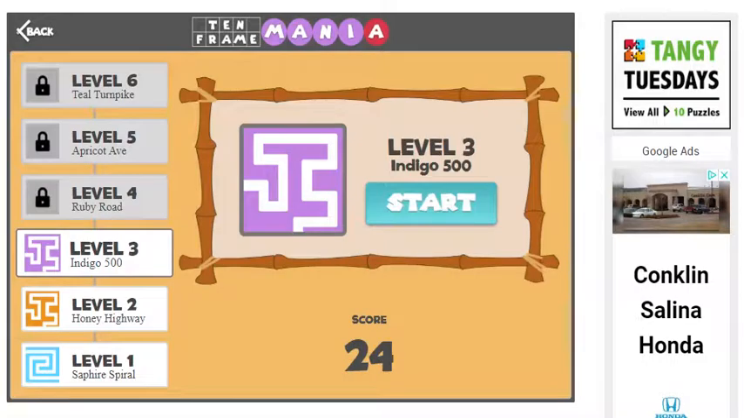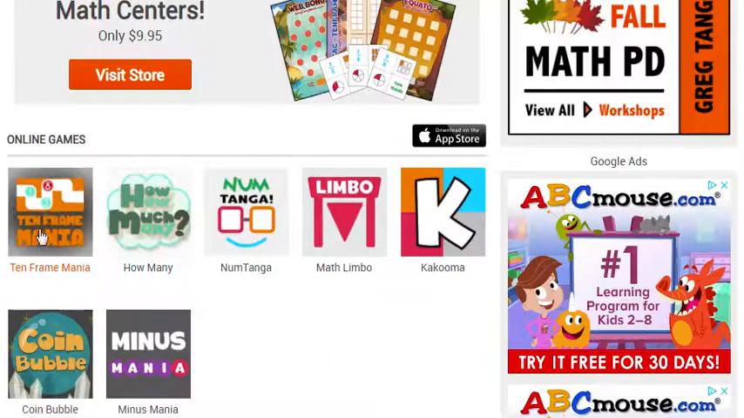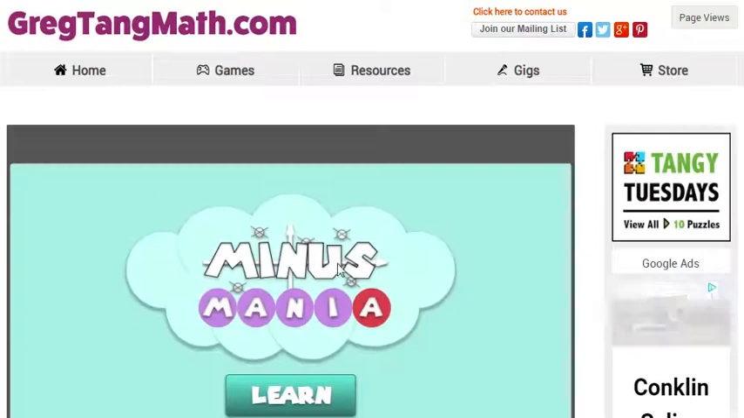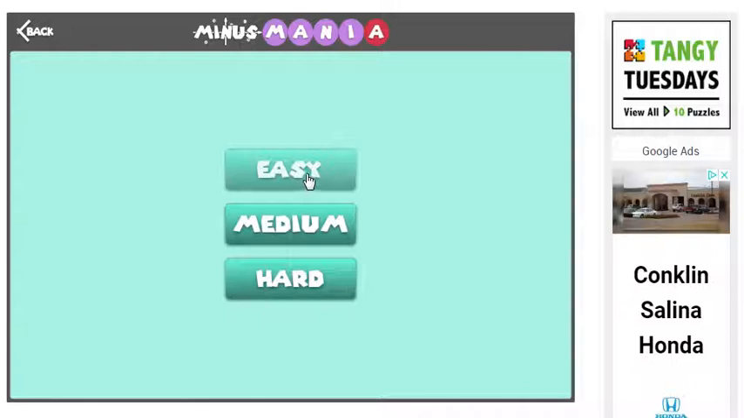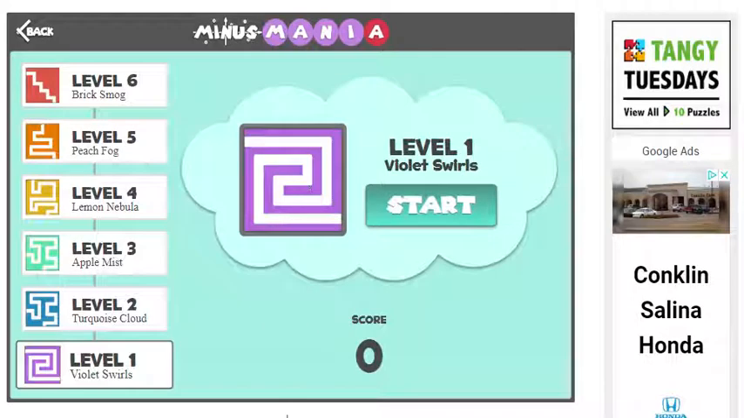So the next thing that I want to show you is related to 10-Frame Mania. It's called Minus Mania. Now Minus Mania is not a game that I would encourage most elementary students to play, but if you have those students who are needing more of a challenge, or especially 5th grade students, Minus Mania is great. It gets them ready for some 6th grade and middle school skills that they're going to be using. I'm actually going to go on easy here because I have to think about these a little bit while I play.